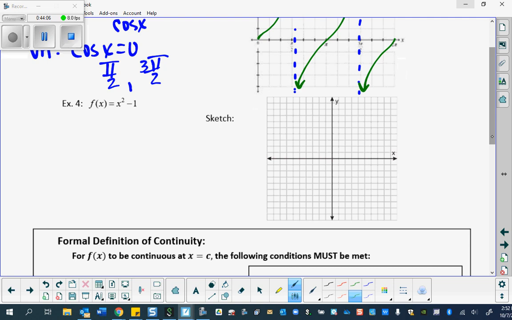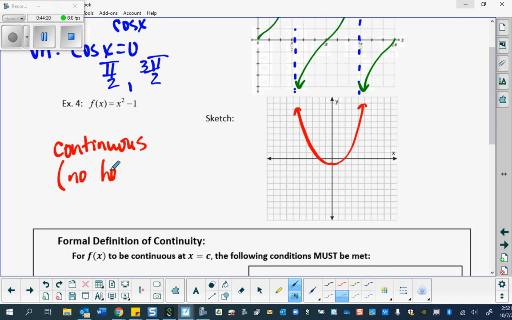Hey, don't forget about the easy ones. X² - 1, that's a parabola. It's continuous. It has no holes, no jumps, and no asymptotes. So if you have a regular graph, there's the possibility for that graph to be fine.